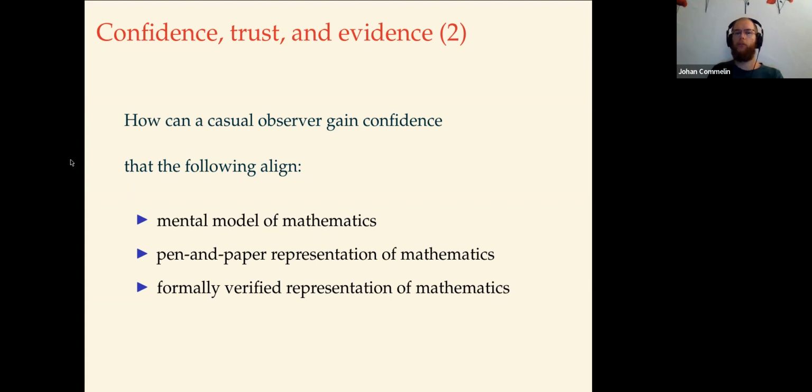So I'm just going to provide evidence that the pen and paper representation of the mathematics aligns with the formally verified representation of mathematics. And somehow this will pass through the mental model that a casual observer has. But the mental model is maybe not the ground truth, at least not for the main statement. Right. Anyway, this is a long story.